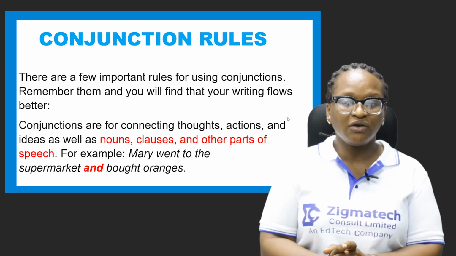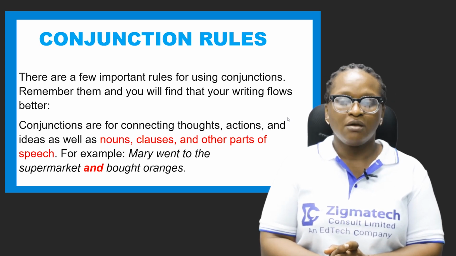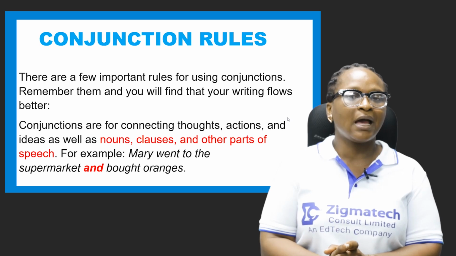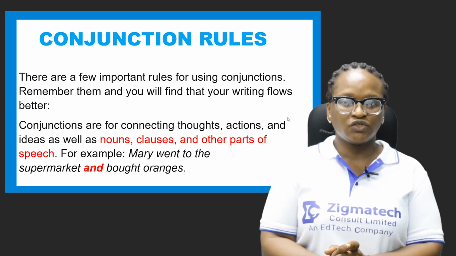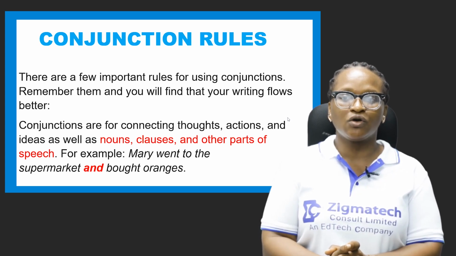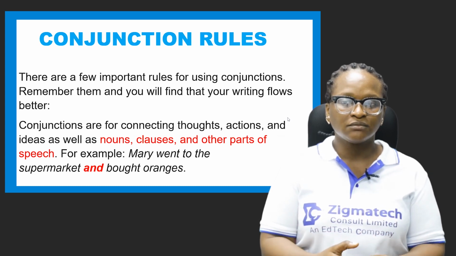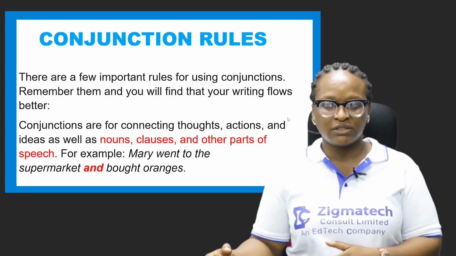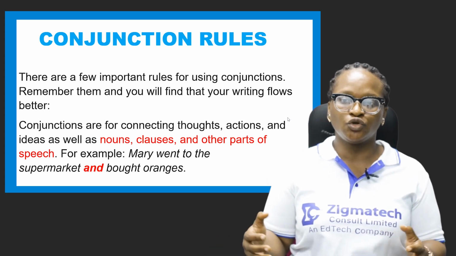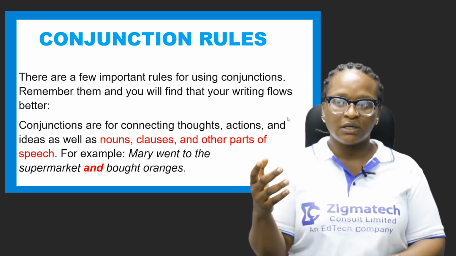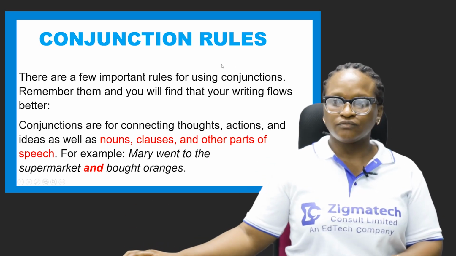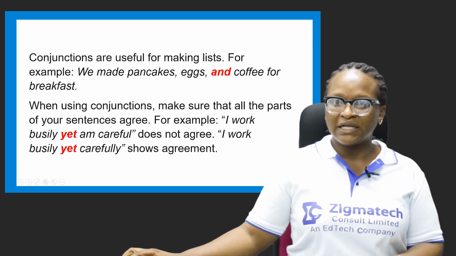For example, Mary went to the supermarket and bought oranges. So we have been able to use a conjunction to join Mary went to the market and bought oranges. We've used it to join a sentence, a thought, and an action. All right, so that is it.